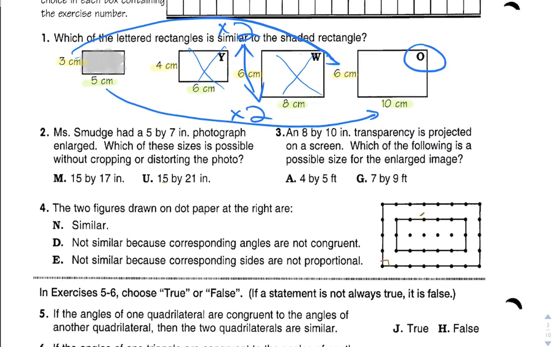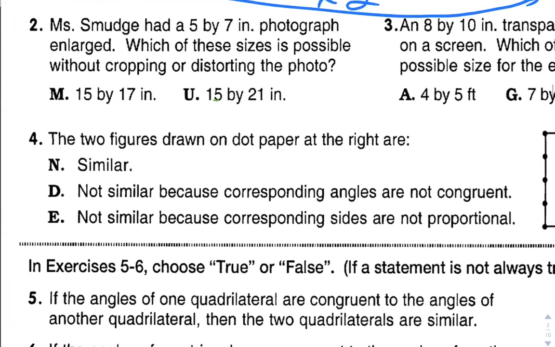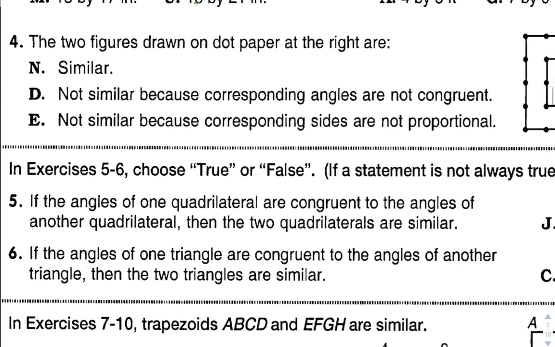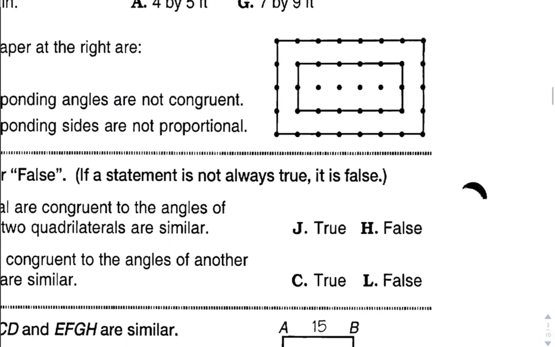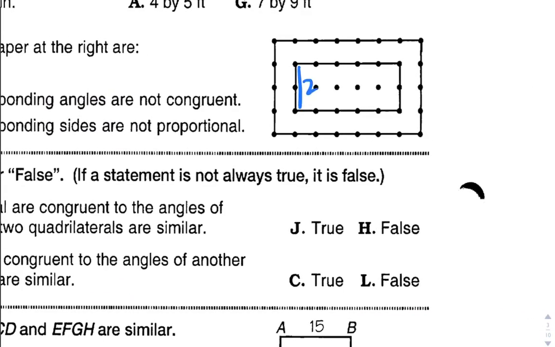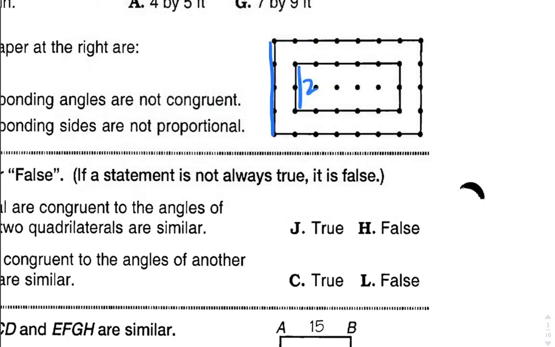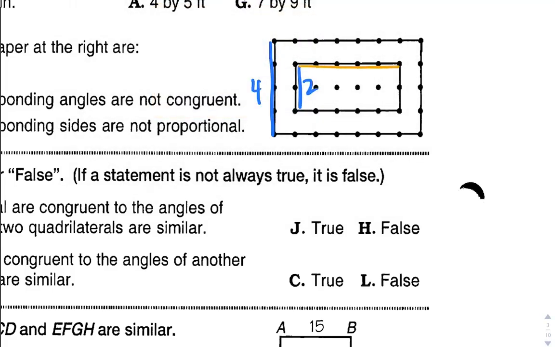Okay. So this one here, what I noticed is a lot of people misinterpreted this question for number 4. It says the two figures are drawn on dot paper at the right. Are they similar? Not similar, because either the angles or the side lengths. So let's figure this out. This one here is going to be a value of 2, and then this side length here is going to, let's just do the same color, be 4, and then I'll match these two as corresponding.